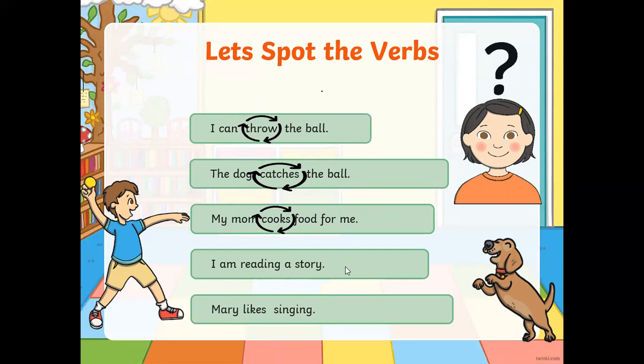I am reading a story. What is the verb there? Good job, class. Reading is our verb. Excellent. Mary likes singing. What does Mary like to do? Singing. Great. So these are our verbs that we have spotted in our sentences, class.